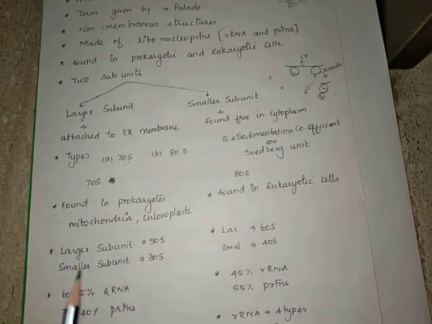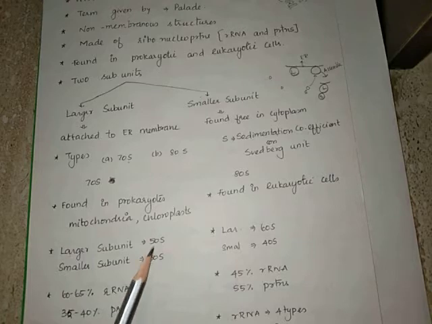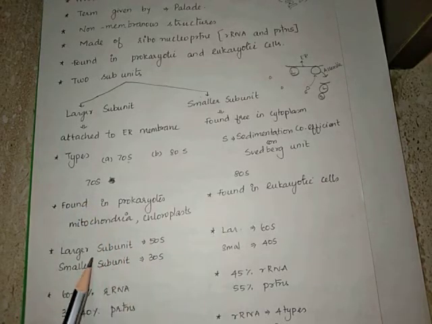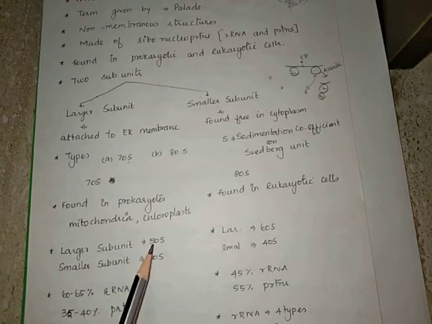Larger subunit is 50 and smaller subunit is 30. Never add this 50 and 30 into 80, because the larger subunit has its own sedimentation coefficient and the smaller subunit has its own sedimentation coefficient, which are this 50 and 30.